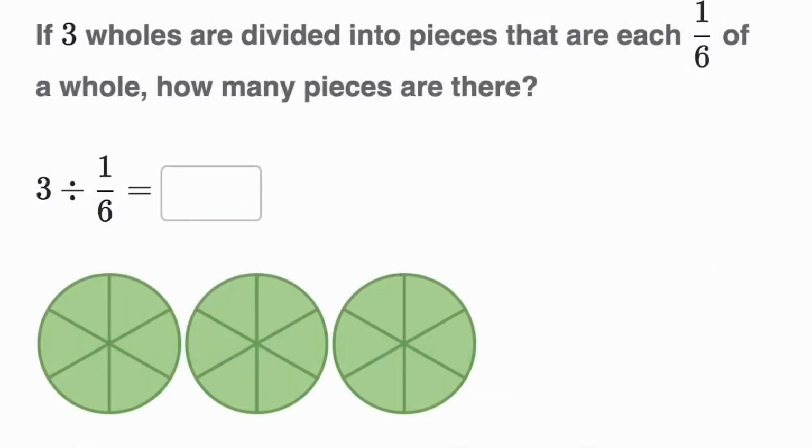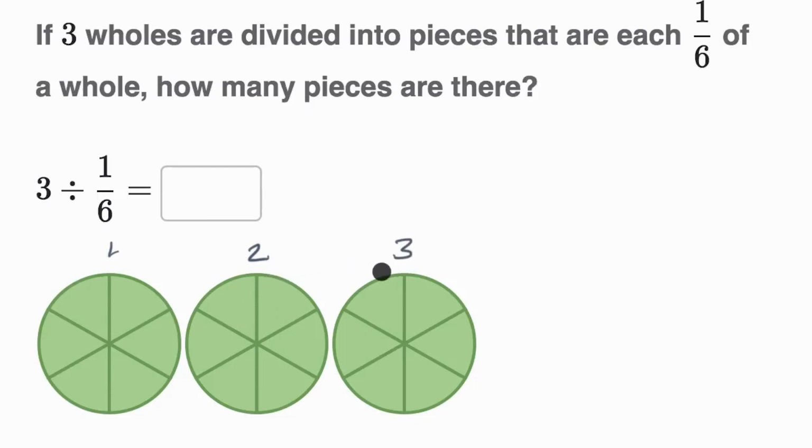So we have a similar question here. Here we're asked, if 3 wholes are divided into pieces that are each 1/6 of a whole, how many pieces are there? Once again, pause this video and think about it. Well, they really help us out with this visual because we have 3 wholes. This is 1 whole, 2 wholes, and then 3 wholes.